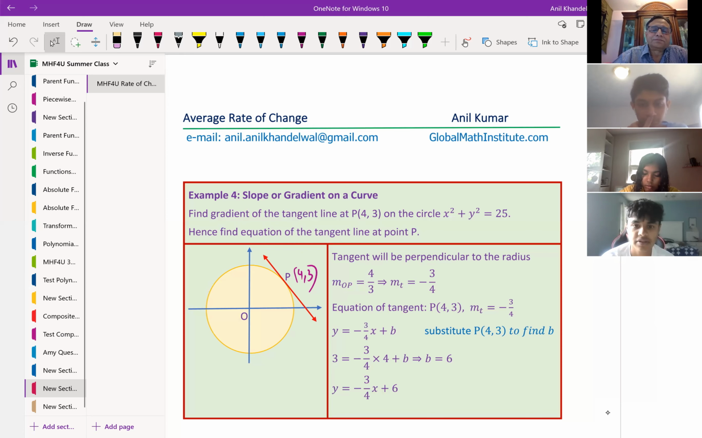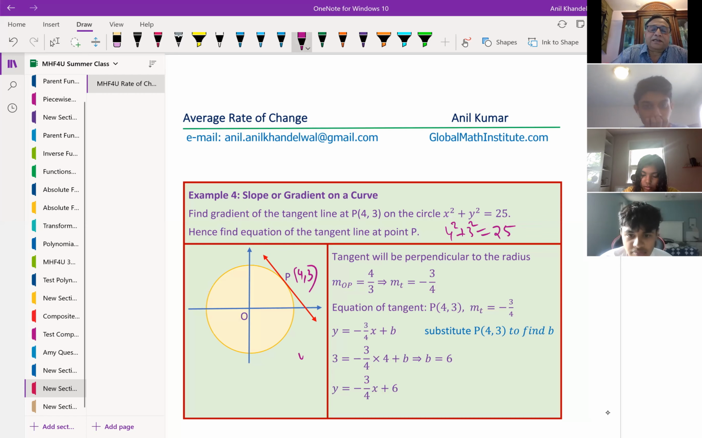Would you sub the values of P into the equation to find? Which equation? The equation x squared plus y squared equals 25, the equation of the circle. If you get 4 squared plus 3 squared, you'll get 25, because this is on the circle, correct? Mm-hmm. Okay, that's just one.